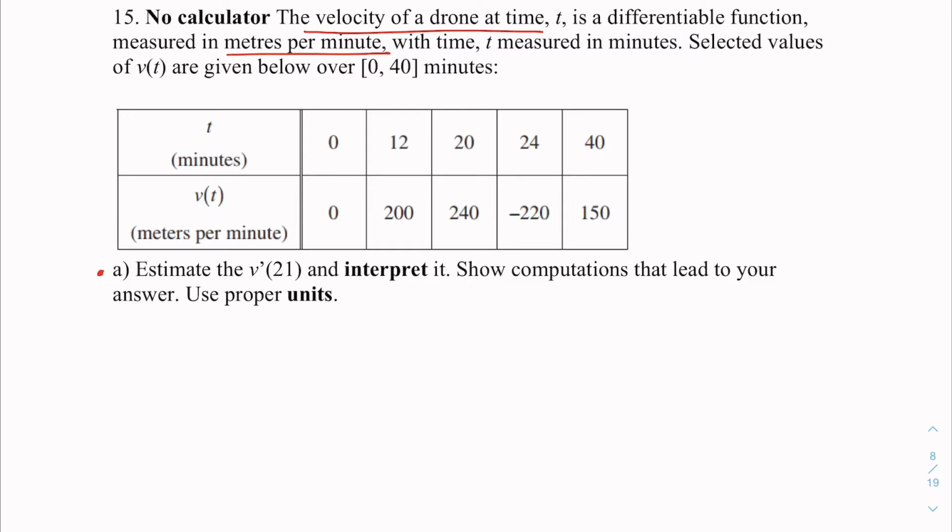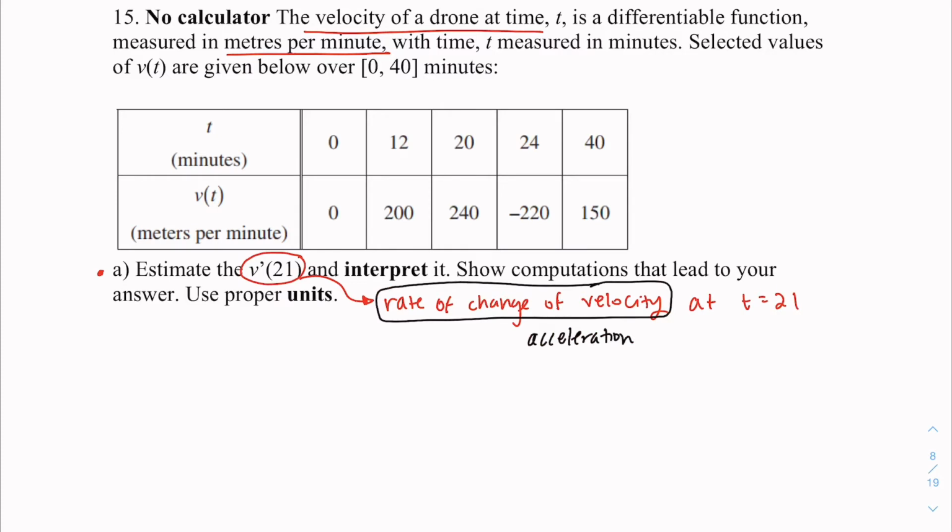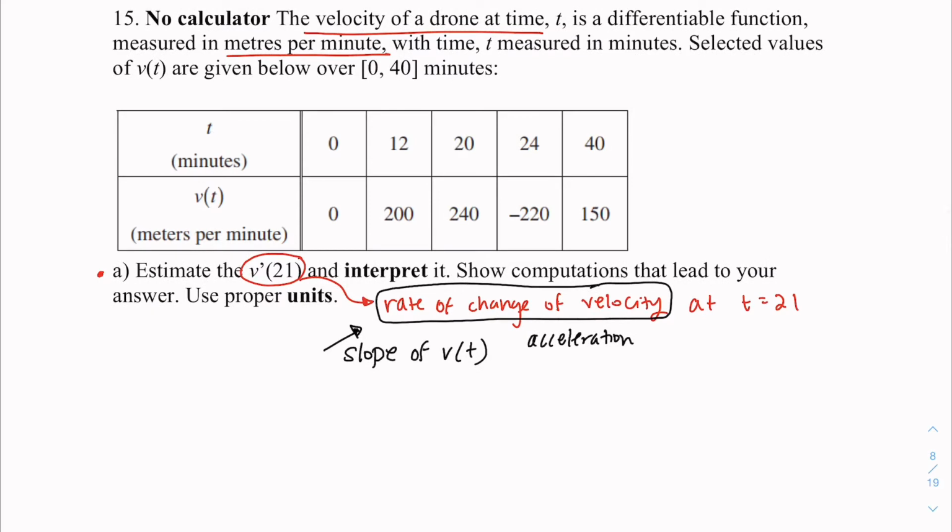Part A says, estimate v prime of 21 and interpret it. So v prime of 21, first in my brain, I'm translating that. That means I need the rate of change of velocity, the derivative of velocity at t equals 21. Okay, so if I need the slope of v of t, notice 21 lies between which two t values here? Yeah, it's going to be between 20 and 24.